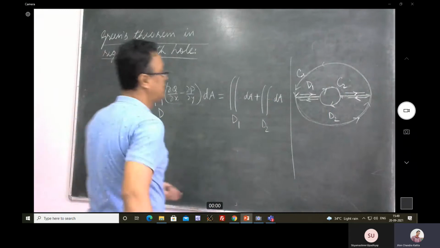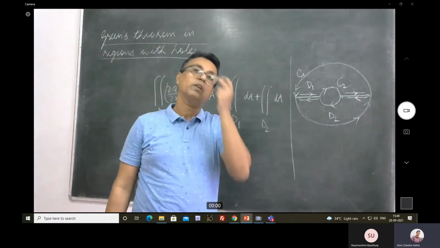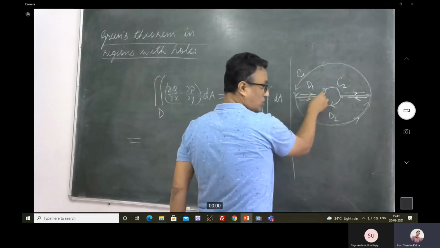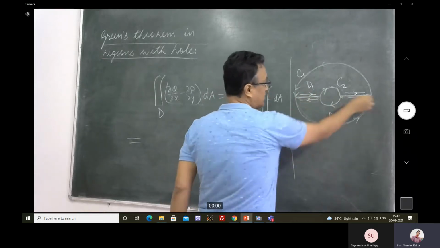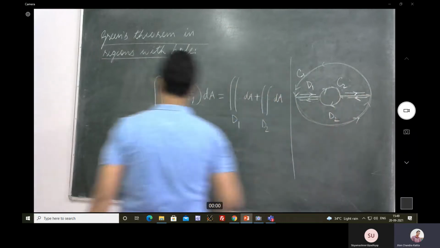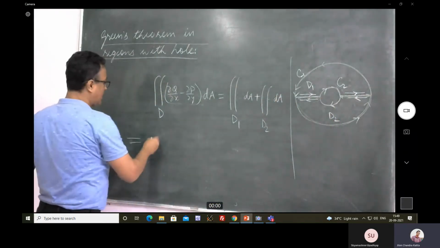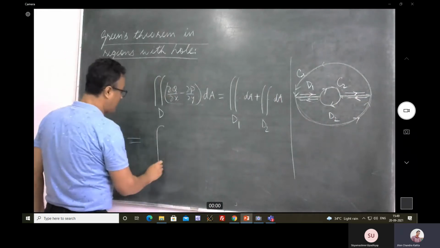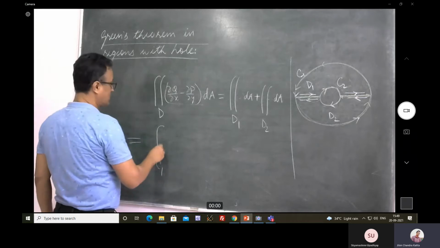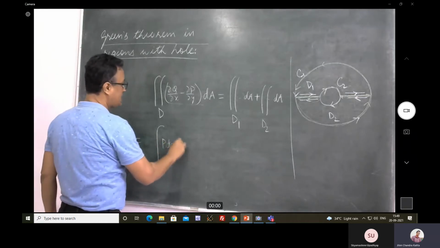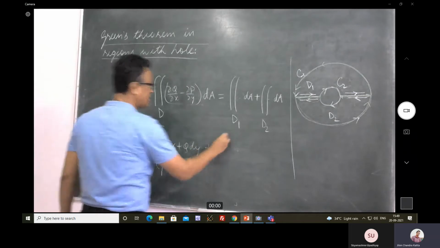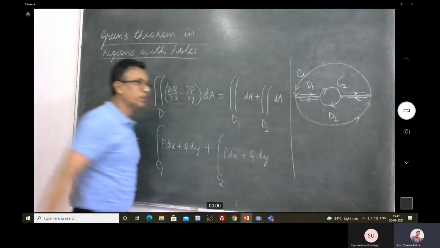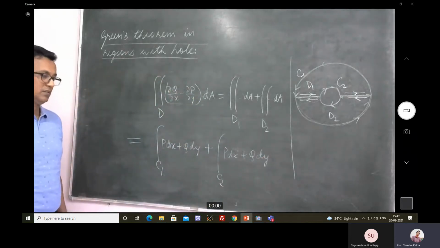So then what is going to happen? Eventually, after breaking all these line integrals, you know that the line integrals along this crosscut are going to negate each other. Similarly, along this crosscut. So eventually, I am going to end up with simply the integral of P dx plus Q dy along C1, and then again along C2 of P dx plus Q dy. Is it okay? Are you getting my point?